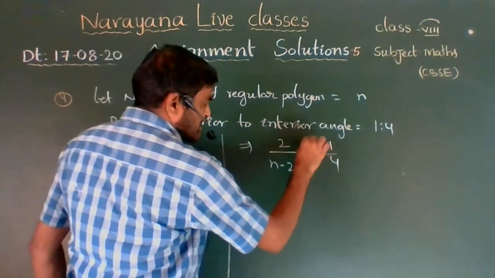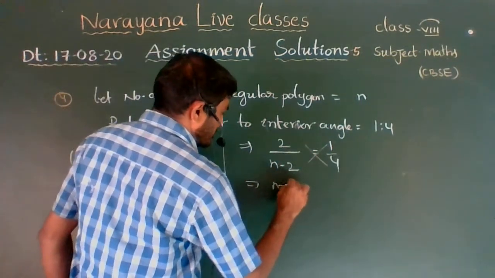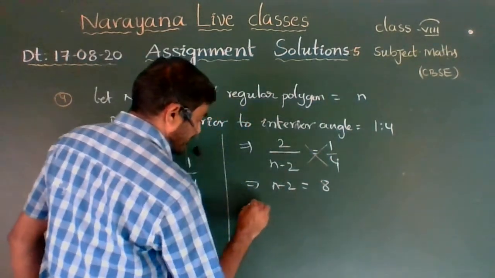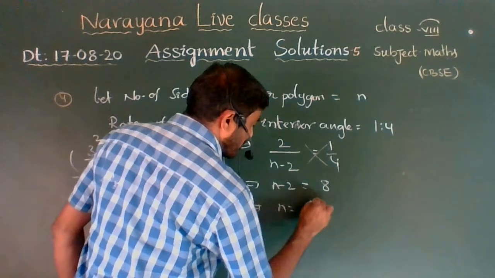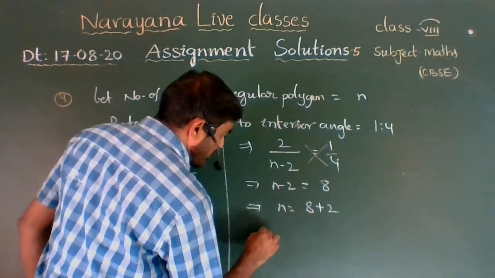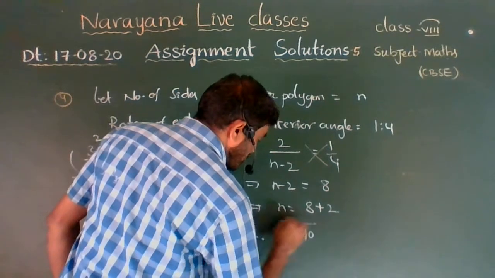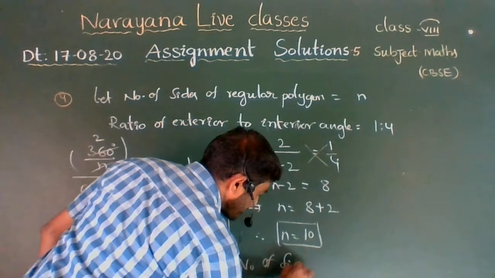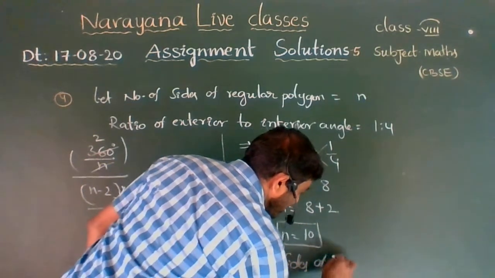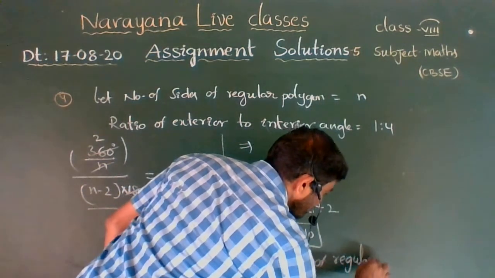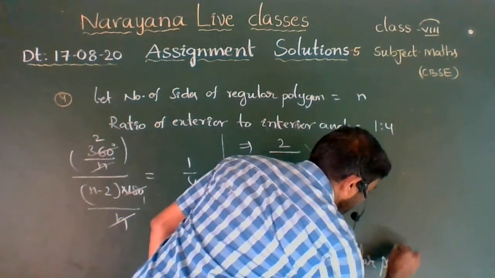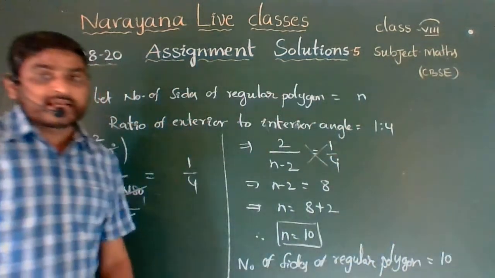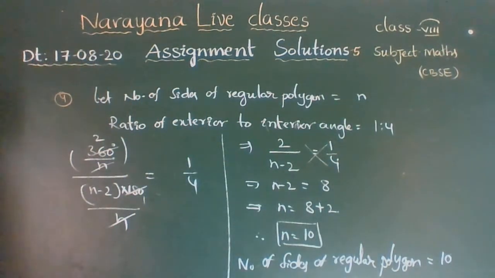Now let us do the cross multiplication. n minus 2 into 1 equals n minus 2, and 2 into 4 is equal to 8. From this, n is equal to 8 plus 2. Therefore n is equal to 10. So the number of sides of the regular polygon is equal to 10. Okay, so this is the fourth sum solution.